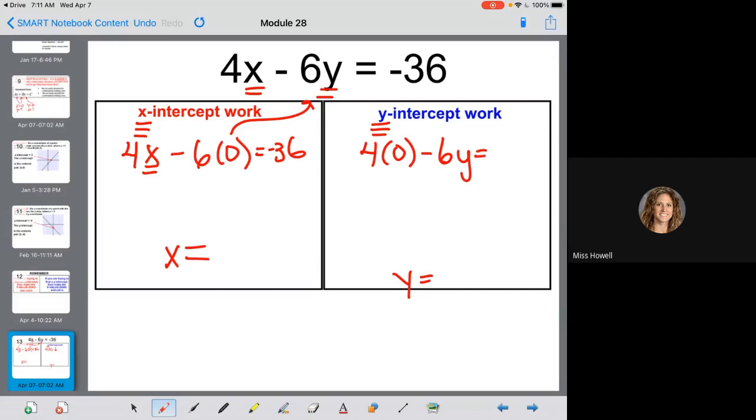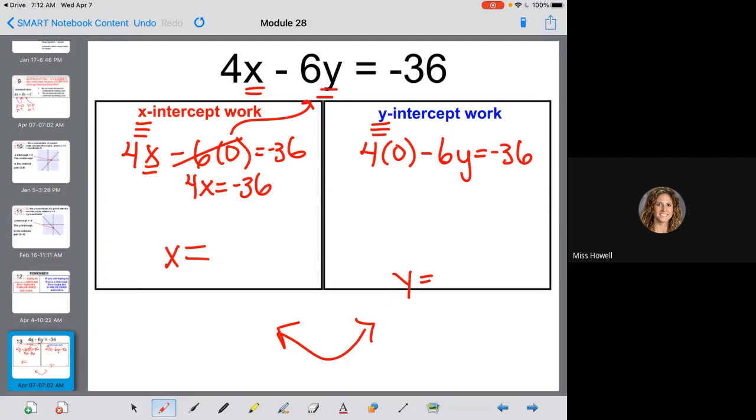So just be careful that you're correctly identifying what's my x-intercept and what's my y-intercept. Some of you had the right work, but had these two blocks backwards, which indicates I don't really understand what I'm solving for, so be careful. All right, from here it's PEMDAS or inverse operations, whatever we need to do to help us solve the equation for x and y. So for 4x minus 6 times 0, 6 times 0 is just 0. So that term eliminates. There's nothing there. And we end up with 4x equals negative 36.